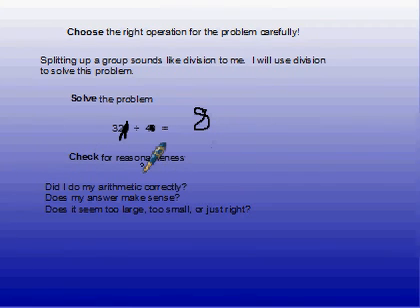So now I'm going to check for reasonableness. Did I do my math correctly, my arithmetic? I did. I got rid of the shared zeros. I followed that rule. And 32 divided by 4 is 8. Does my answer make sense? Does it make sense that she would plant only 8 rows of sunflower seeds? 8 does sound reasonable. She's not planting hundreds of rows, and she's not planting just one. So my answer doesn't seem too large or too small. It seems just right.